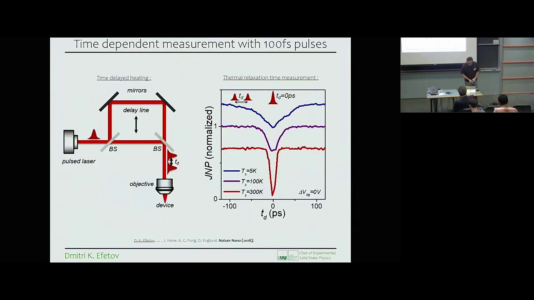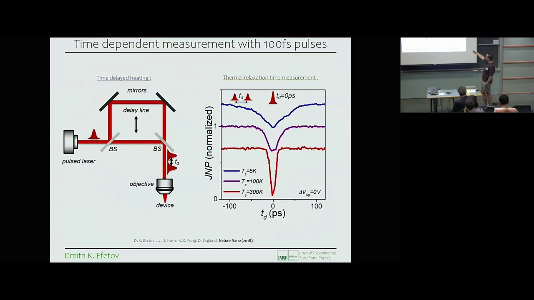The other thing which we were able to do is to hook up a time-dependent laser pulse. We used a delay line to separate two laser pulses with a time difference between them, and we were able to modulate the time difference between the laser pulses. What this allowed us to do is to use this nonlinearity that I showed you before in order to also work out the relaxation time of the graphene device.